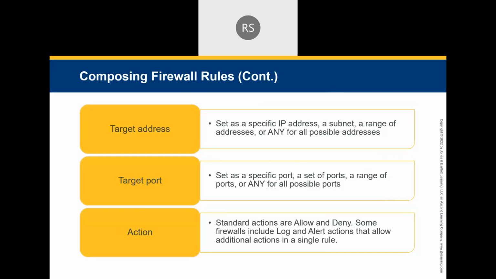The target port specifies the port or range of ports to which the traffic is directed. Finally, the action. That's going to specify the action to be taken by the firewall when the rule conditions are met. So this typically includes either allow or deny, determining whether traffic is permitted or blocked. Now, some firewalls will include log and alert actions that allow additional actions in a single rule.